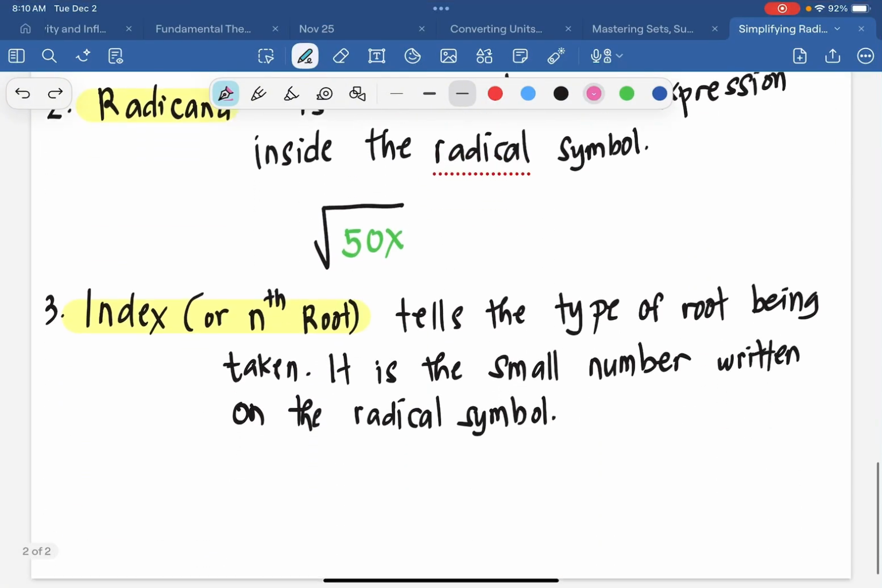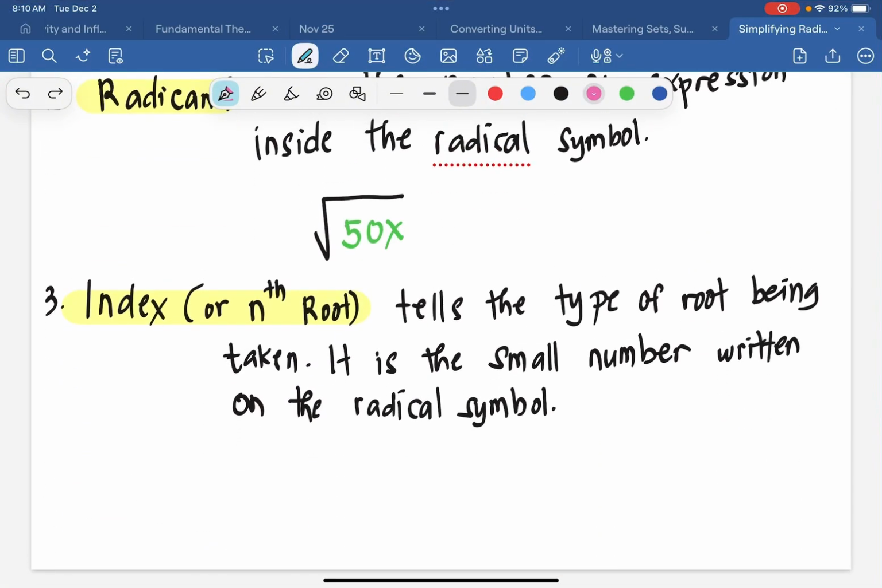Now next is the index, or the nth root. This tells the type of root being taken. It is the small number written on the radical symbol. So for example here, the cube root of, let's just say, 20y. As you can see here, this one in green is our index, or nth root.